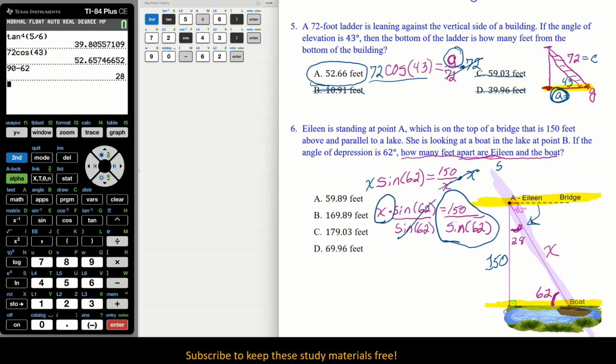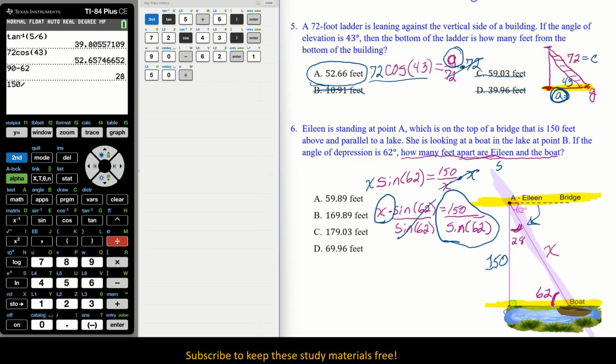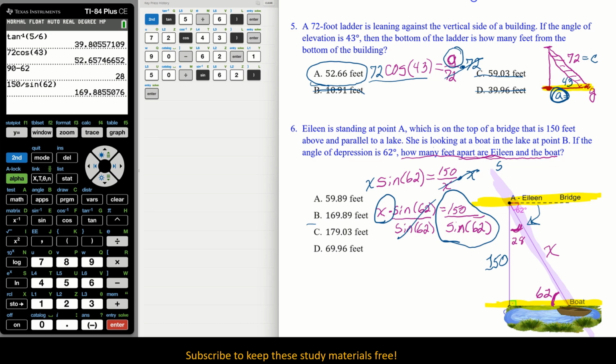So just pop that in the calculator and you're good to go. And you should get a relatively very close answer. So you just round and you're done. Okay? All right. 150 divided by sine of 62. And there we go. And the only thing that's even remotely close is option B. Okay. All right. This is the last question for this video.